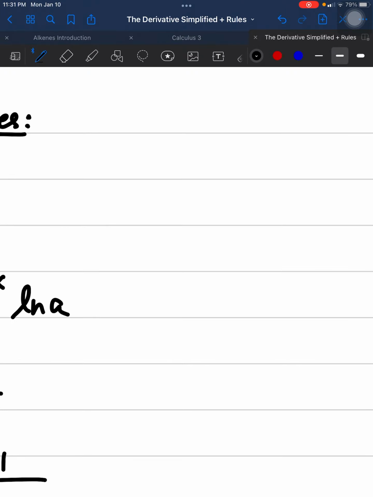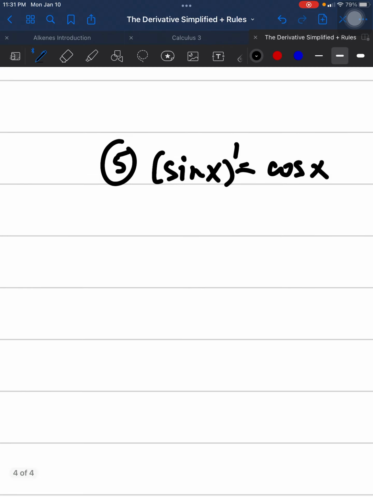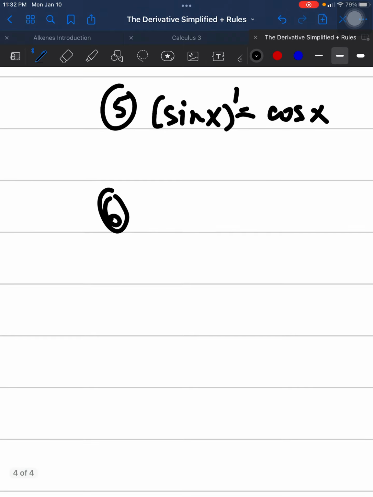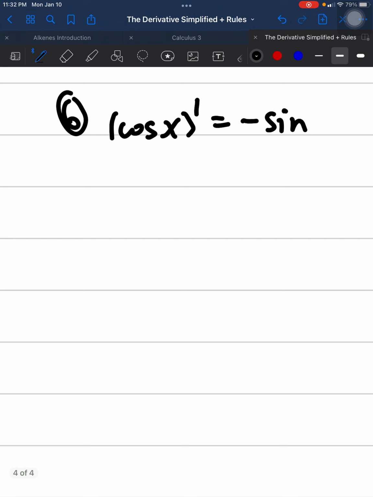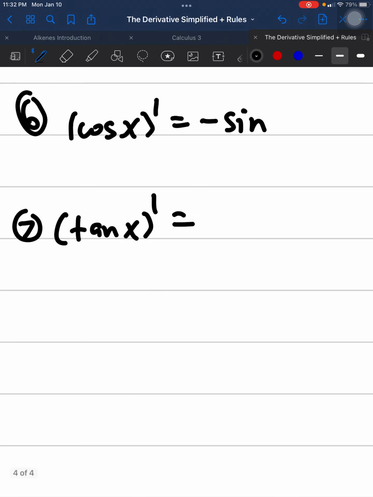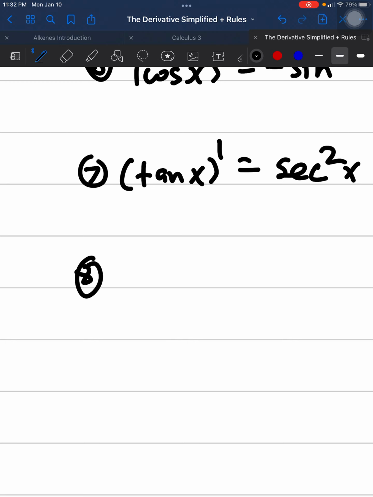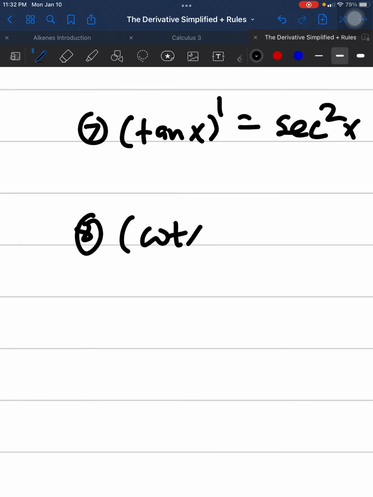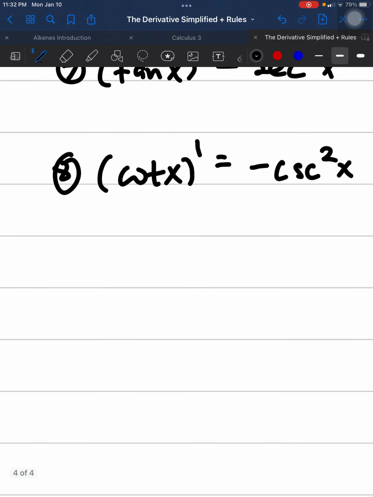Now I'm going to go into some trig derivatives. Derivative of sine x is equal to cosine x. Derivative of cosine x is equal to negative sine x. Derivative of tangent x is equal to secant squared x. Derivative of cotangent x is equal to negative cosecant squared x.